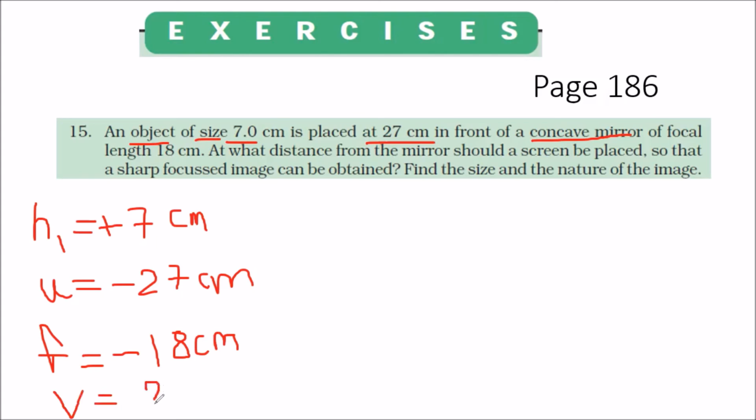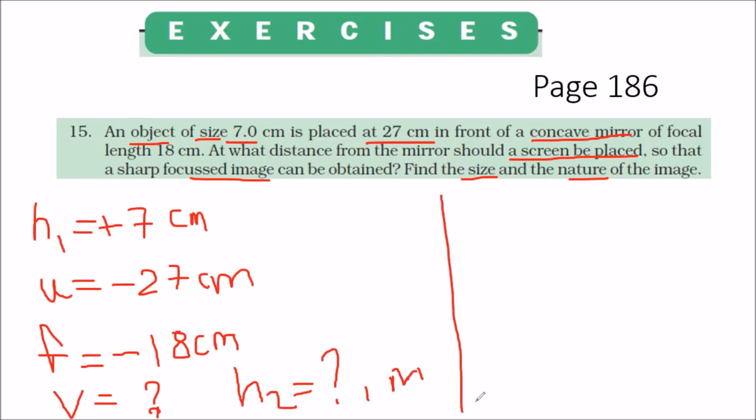Now the question is not directly asking you at what distance the image is formed. It says at what distance from the mirror should the screen be placed. So when you are placing the screen, on the screen we'll get the image, so it means you have to find the image distance. It also says find size and nature, which means we have to find the height of the image, and we also have to find the magnification. So we will be using the formula.